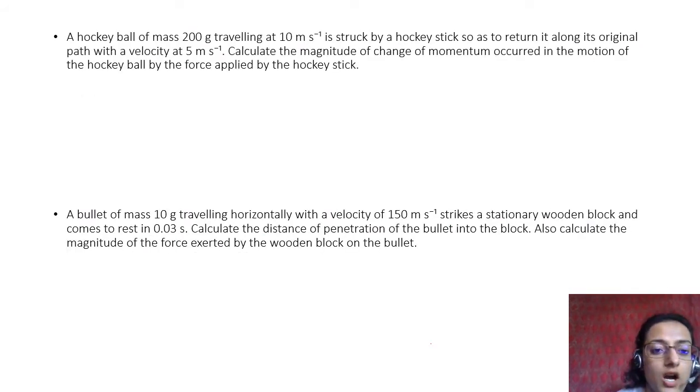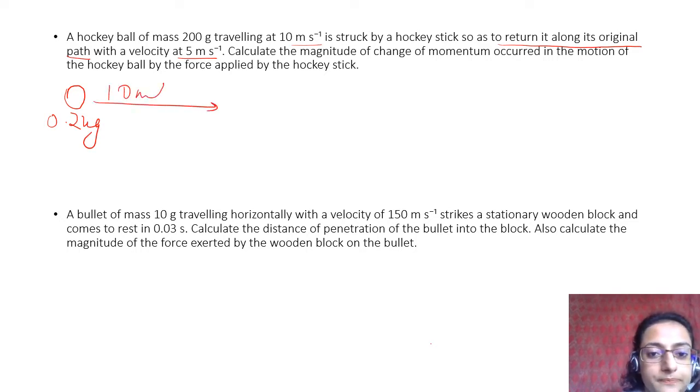Next question. A hockey ball of mass 200 gram traveling at 10 meter per second is struck by a hockey stick so as to return. Please read the question properly. So as to return along its original path with a velocity of 5 meter per second. So what happens? This is a hockey ball with mass 0.2 kg, 200 gram is 0.2 kg, traveling at 10 meter per second. Then a hockey stick puts it back along the same line with a velocity of 5 meter per second.